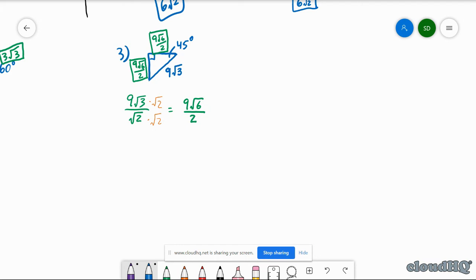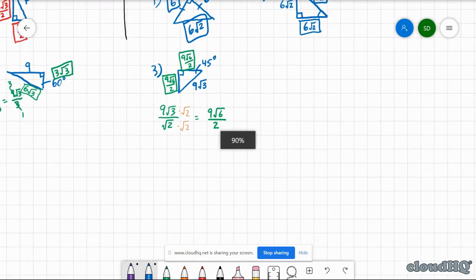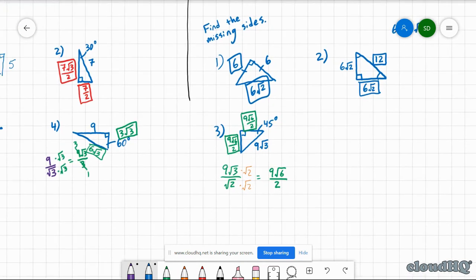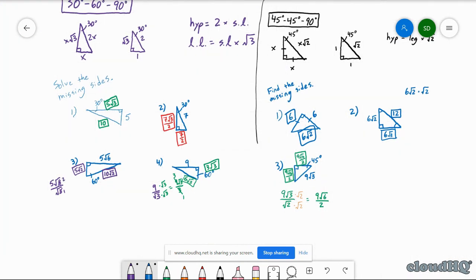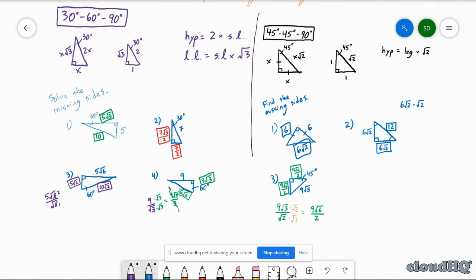Okay, that's really the extent of the notes for today. I'm going to scroll back up, zoom out a little bit so you can see those patterns and kind of leave you with that. But assignment-wise, I have a worksheet today over these special right triangles.